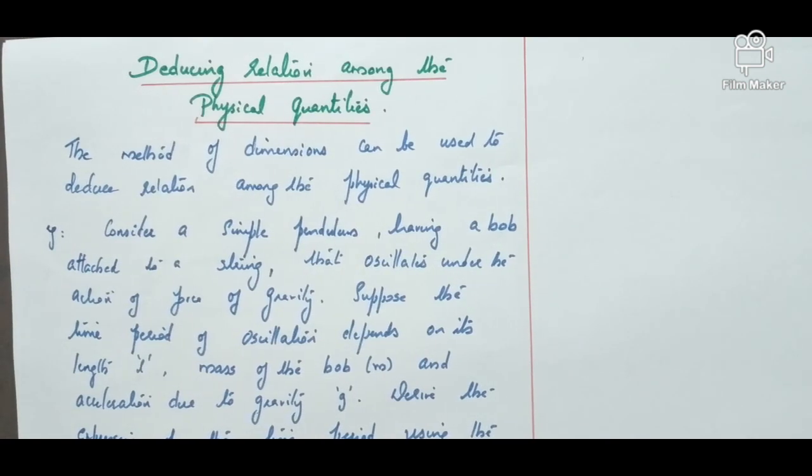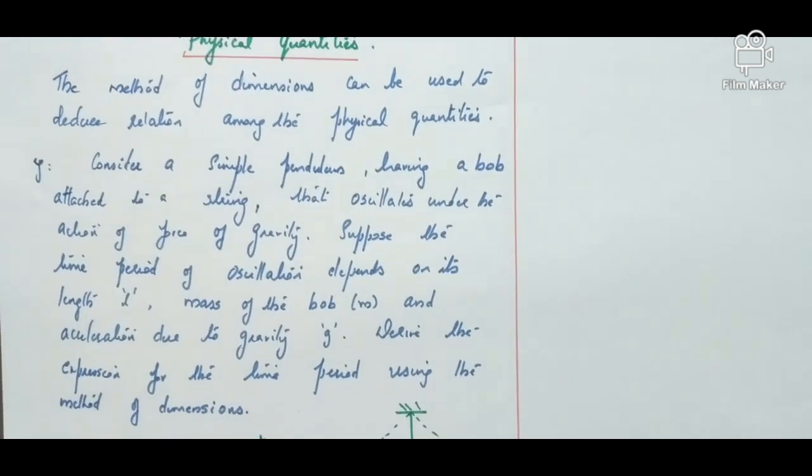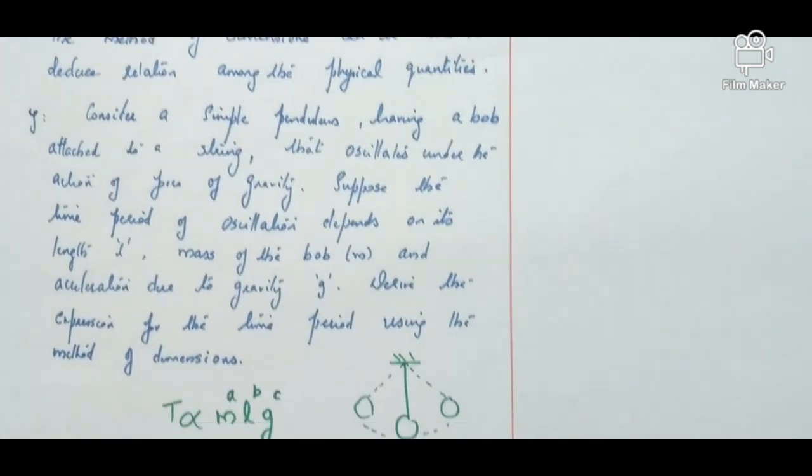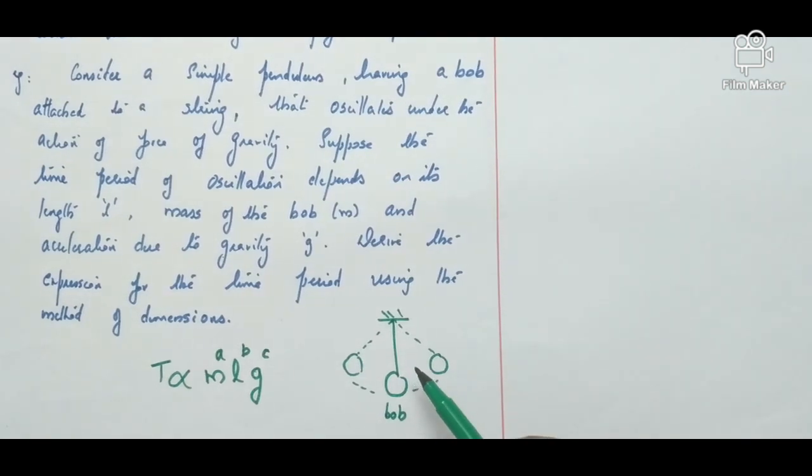Suppose the time period of oscillation depends on length, mass, and acceleration due to gravity. Derive the expression for the time period using the method of dimensions. So this is a simple pendulum that you know. It consists of a bob attached to a string and it can oscillate between the two extreme positions. These are the two extreme positions and this position is called the mean position.